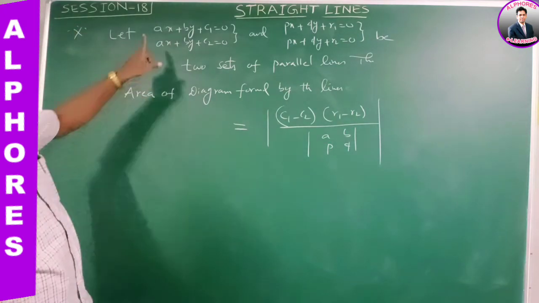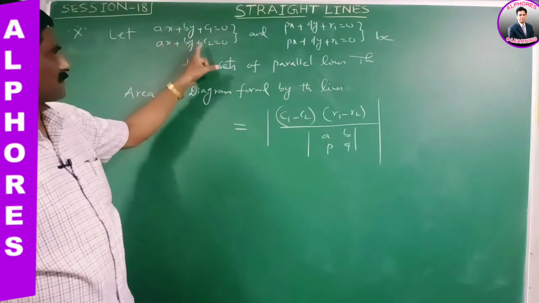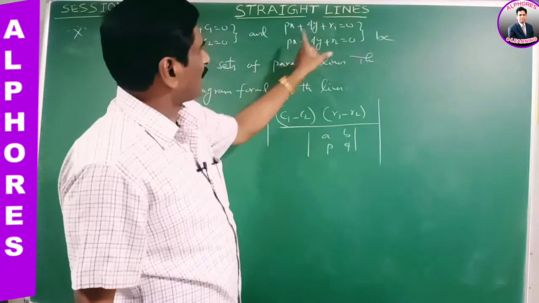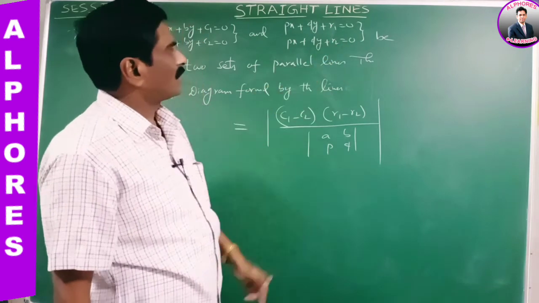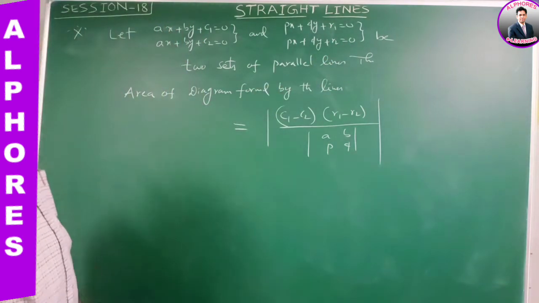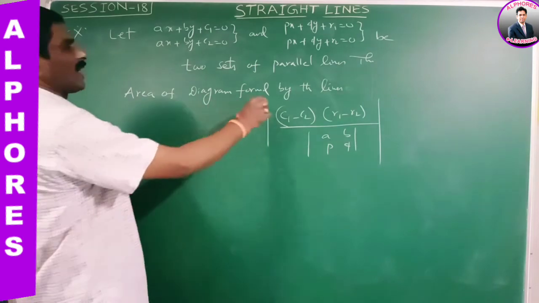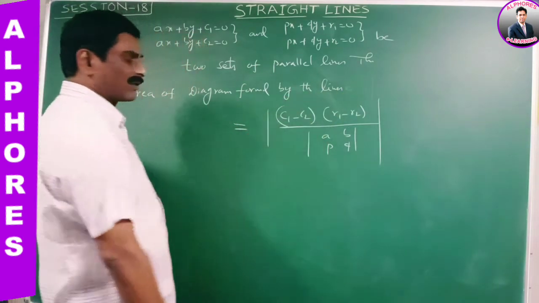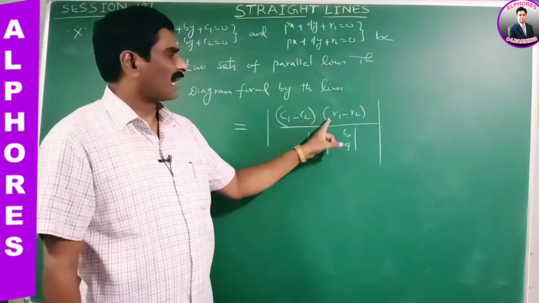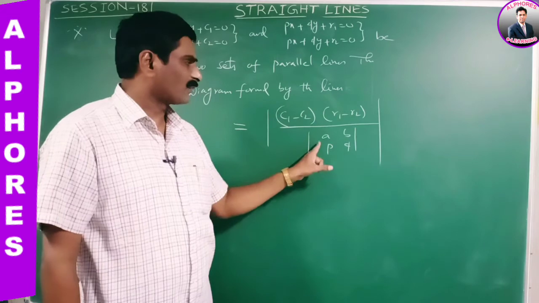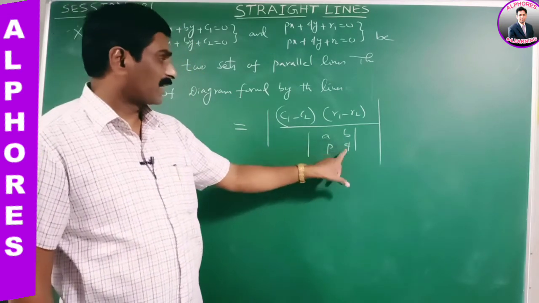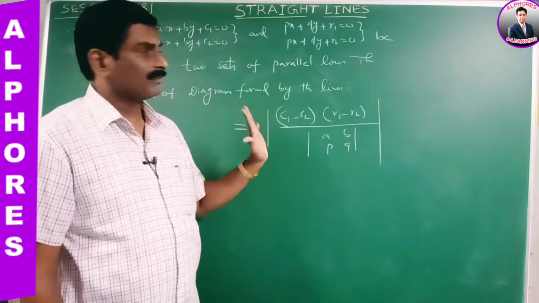Let ax plus by plus c1 is equal to 0, ax plus by plus c2 is equal to 0 and px plus qy plus r1 is equal to 0, px plus qy plus r2 is equal to 0 be two sets of parallel lines. Then area of the diagram formed by the above lines is equal to mod c1 minus c2 into r1 minus r2 by det of ab pq. Det of it is the 2 by 2 determinant, aq minus bp. Okay, please note this value.